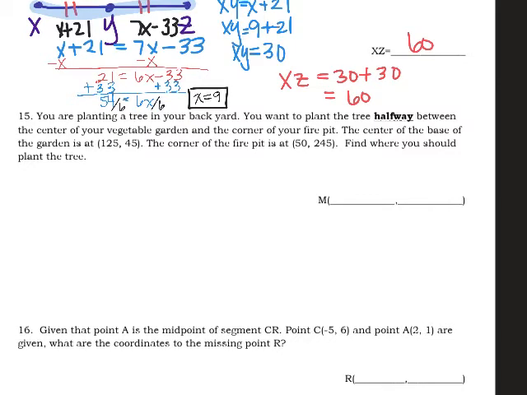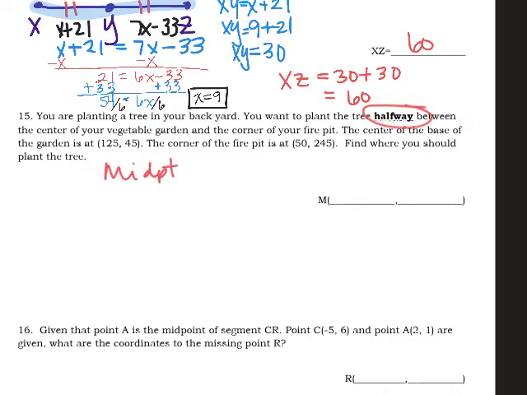All right, next one. Don't be afraid of the word problems, guys. So this one says you're planting a tree in your backyard. You want to plant the tree halfway between the center of your vegetable garden and the corner of your fire pit. The center of the base of the garden is at this point. The corner of the fire pit is at this other point. Find where you should plant the tree. Halfway could also be considered what? In the middle.